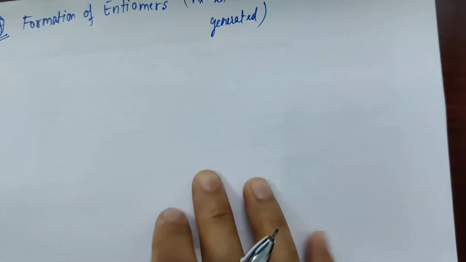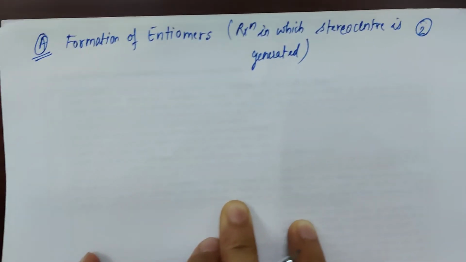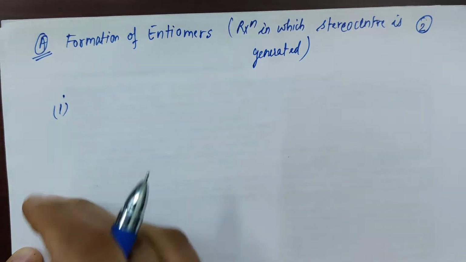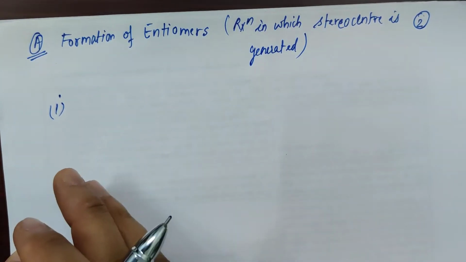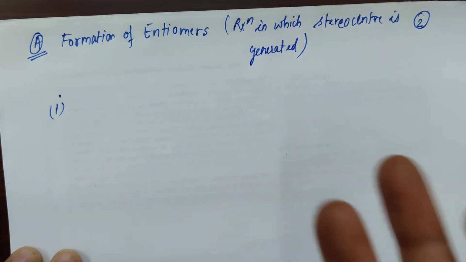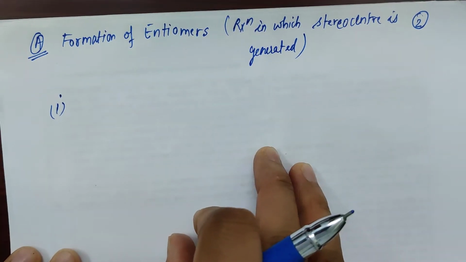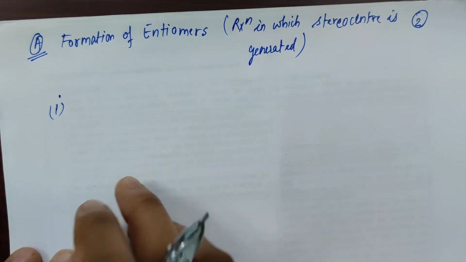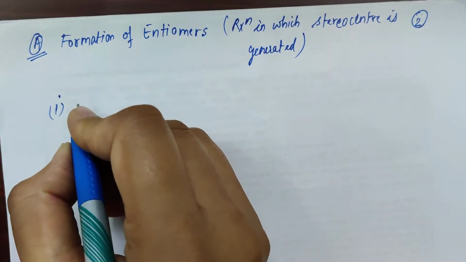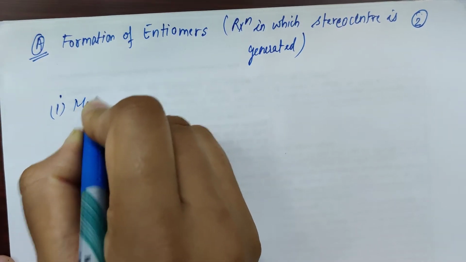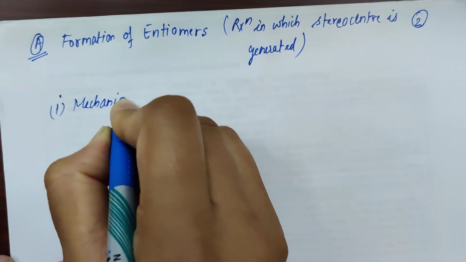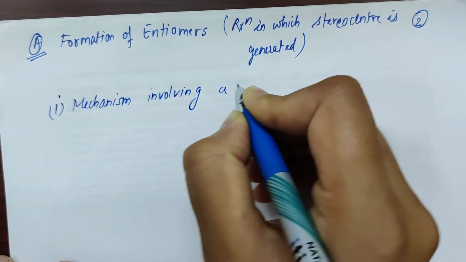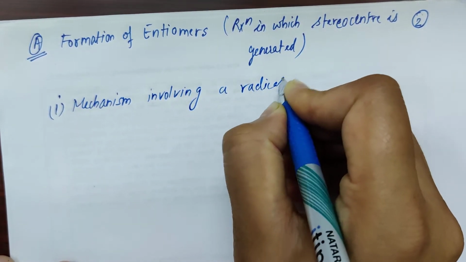So the generation of a stereo center can be from a free radical mechanism, or let's say a cyclic intermediate is being formed, or a carbocation is being formed. So first of all we are taking a mechanism which involves a radical intermediate formation.